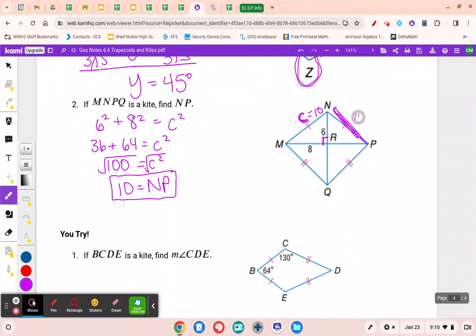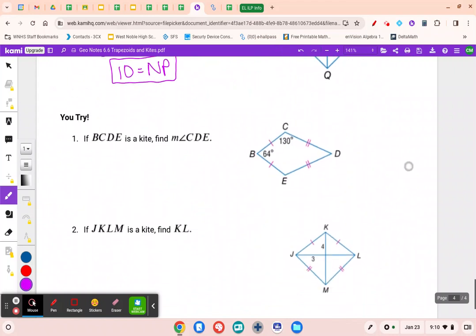Okay, another you try. You can pause me and try it. I'm going to keep going. Similar to what we just did. We have a kite. We are trying to find the measure of CDE. That's this guy. I'm going to call it X because we don't usually say D as a variable. You can write D if you want. We know that angle C and E are congruent because they come together at the consecutive congruent sides. So angle E is 130.